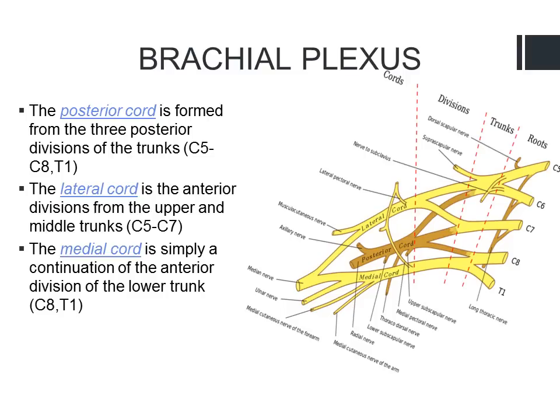Well, that only leaves then the anterior divisions of the 3 trunks. And the lateral cord is formed from the anterior divisions of the upper and the middle trunks, and the medial cord is simply a continuation of the anterior division of the lower trunk, or the inferior trunk, which is comprised of contributions from both C8 and T1.